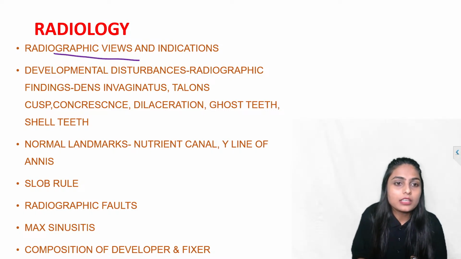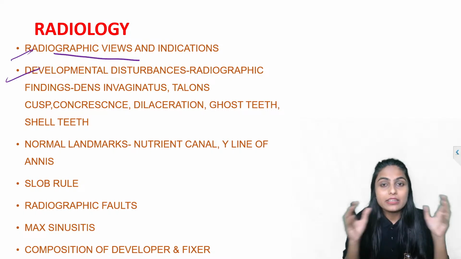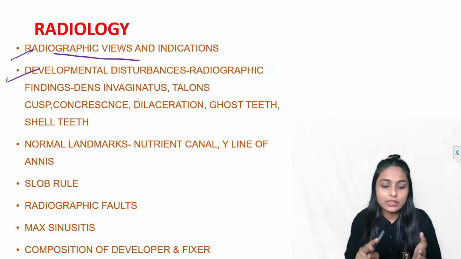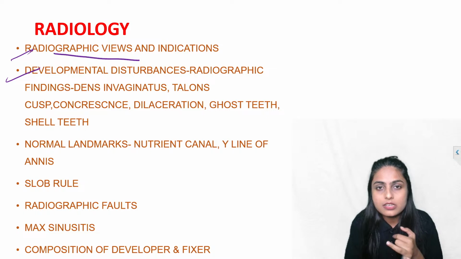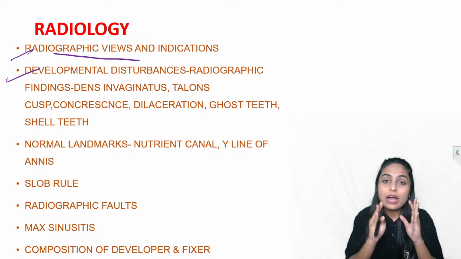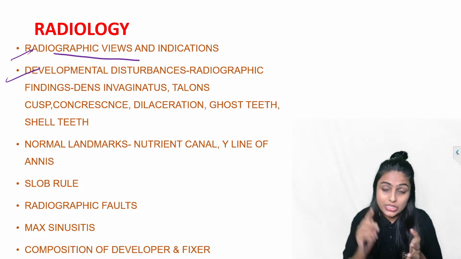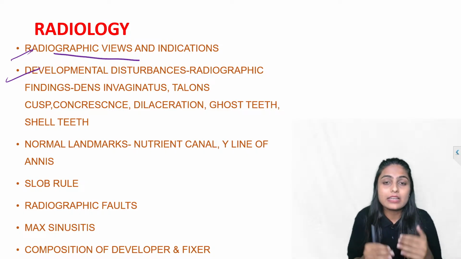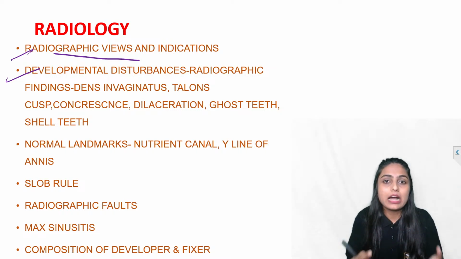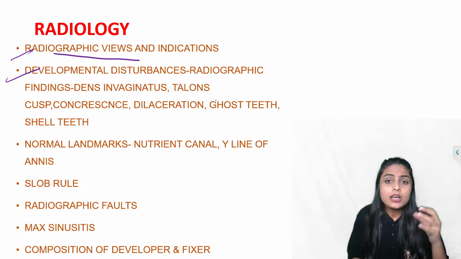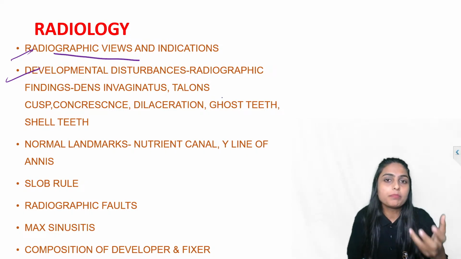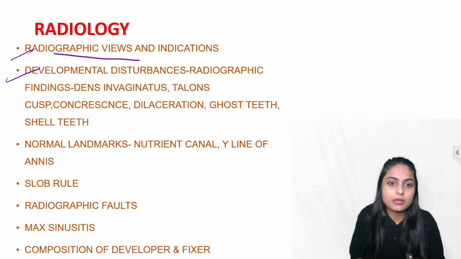Then you have to be thorough with developmental disturbances. So there are two topics you have to be thorough with. First is developmental disturbances, second is syndrome-based questions. You have to be thorough with all the syndromes and the genes affected in the syndrome, because in the INI-CET exam they are frequently asked questions. In developmental disturbances, how they appear radiographically is also very important.